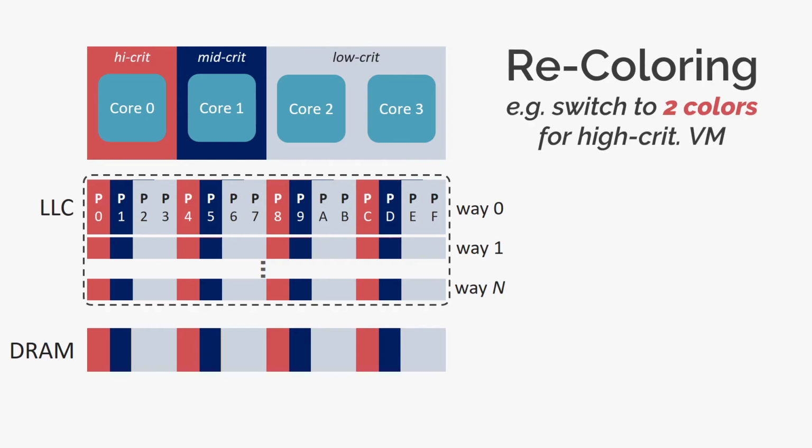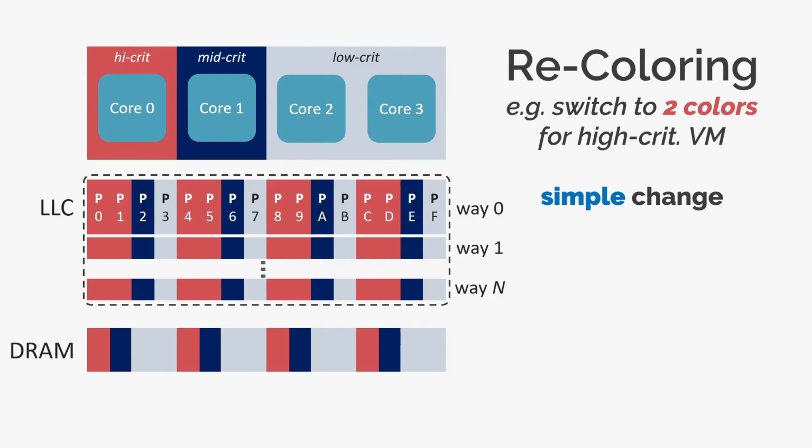Well, because dynamic recoloring is an expensive operation. For example, if we have a simple change, like a change in the partitioning scheme, where now we want to increase the LLC size of the red shell to 50%, that implies many page copies, so many page operations in DRAM, right? For example, we have to copy all these red pages and then these blue pages and move the other pages accordingly. So a simple change creates many page copies.